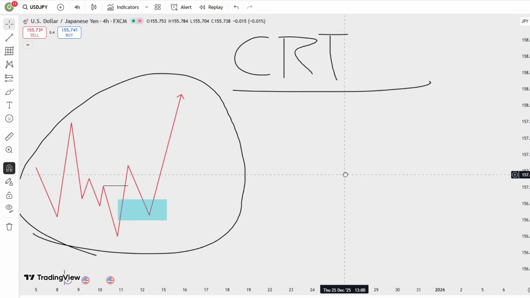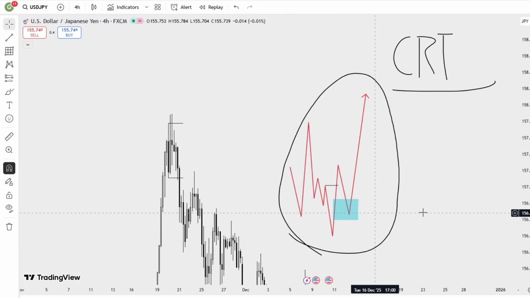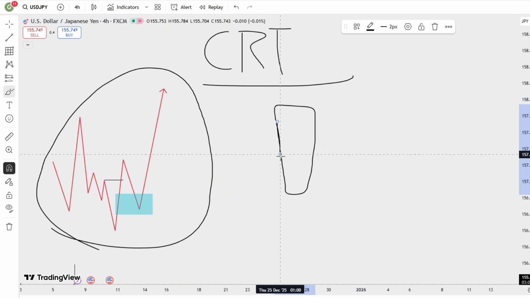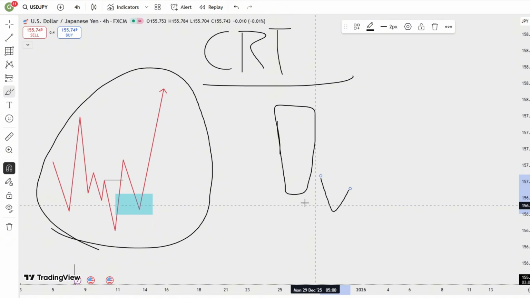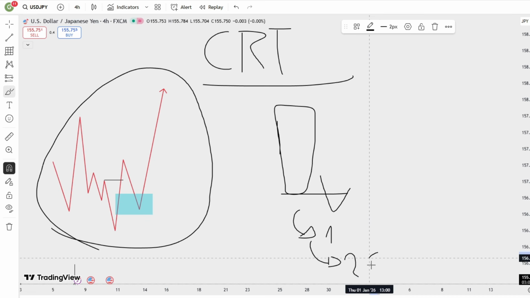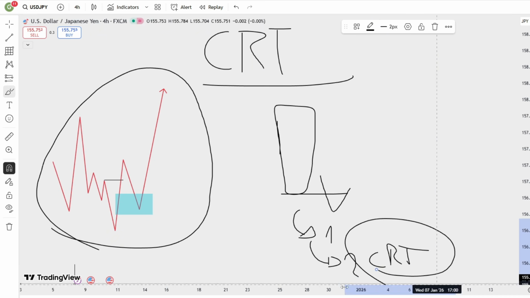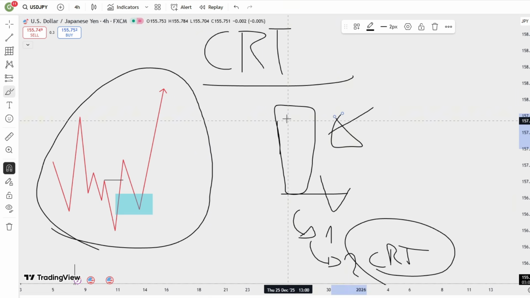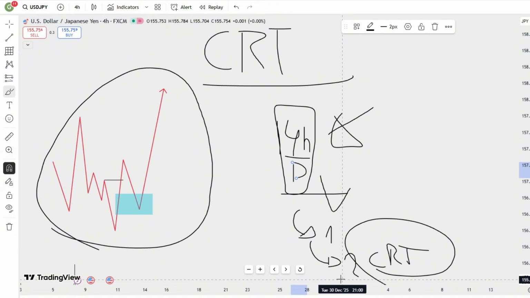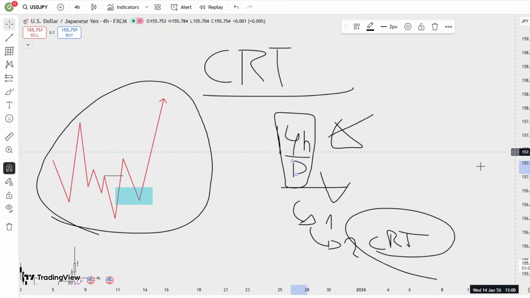The CRT entry is just that the price is fractal. So basically what we're going to do is wait for a sweep right here, and then we go down to 1 or, if needed, 2 time frames and take a CRT entry in a lower time frame of this 4 hour or daily or weekly candle. And I'm going to show you both entries right now.